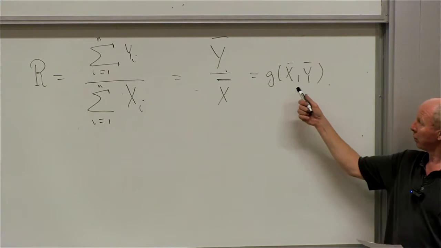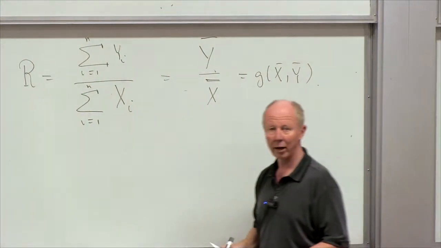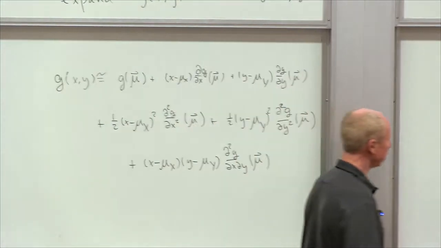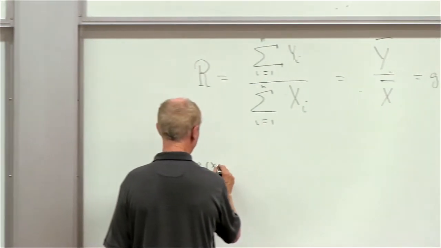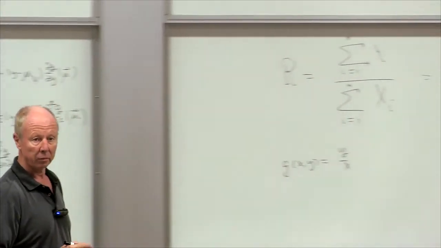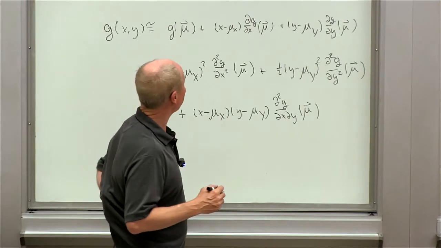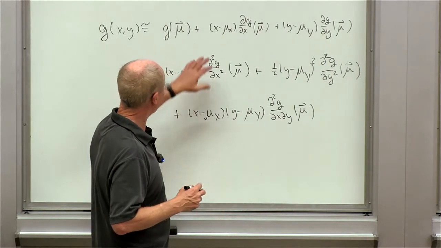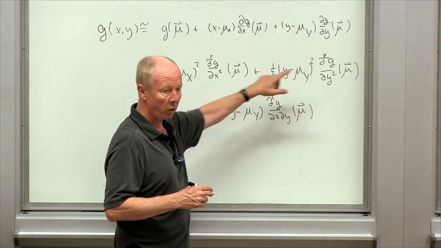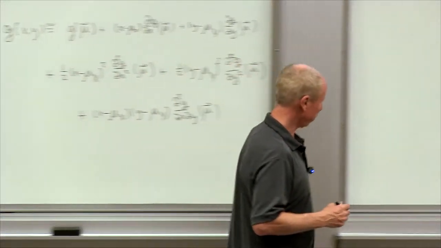See, this is a function of two variables now. The ratio is a function of two variables. So we should apply this formula to the function g of x, y equal to y over x. What do we need about g? We need dg dx, dg dy, second derivatives in x, second derivatives in y, and the mixed derivatives. Okay, so let's compute those.